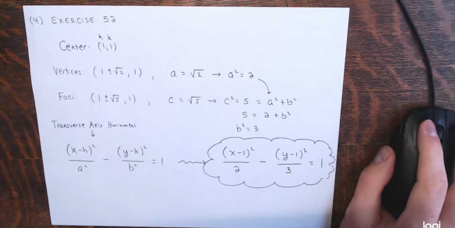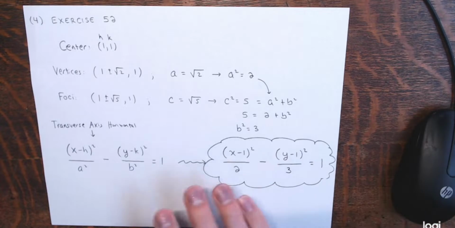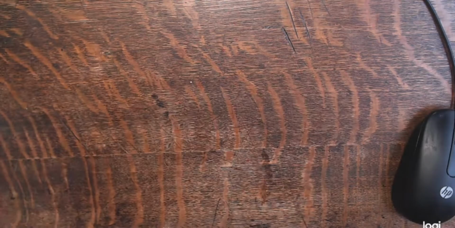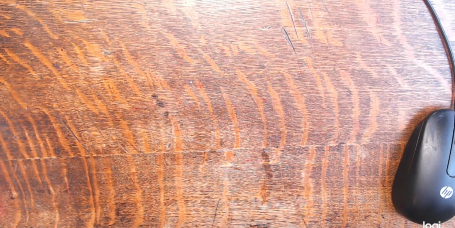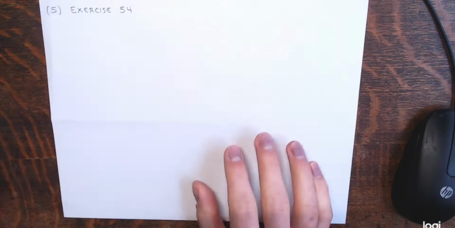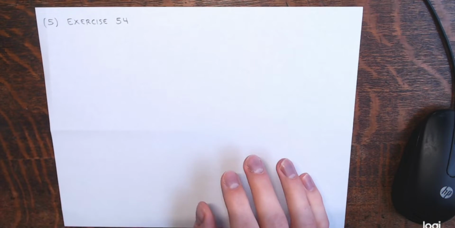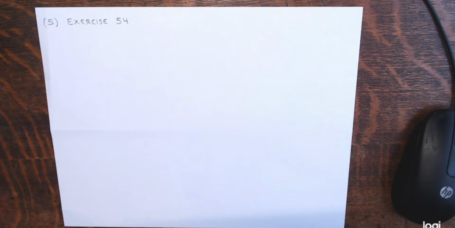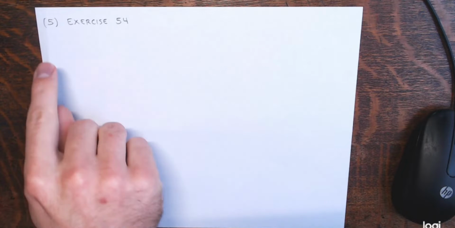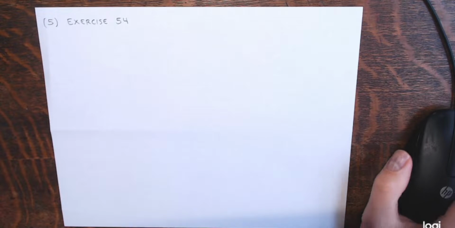All right, and so my final example for this video is the very next even numbered exercises. Because you can check solutions to the odd numbered exercises in this text. So I'll leave those to you guys. Exercise 54, very similar problem. Right?